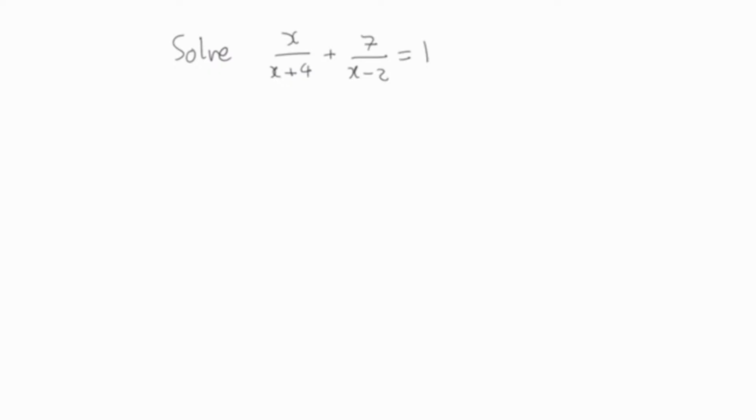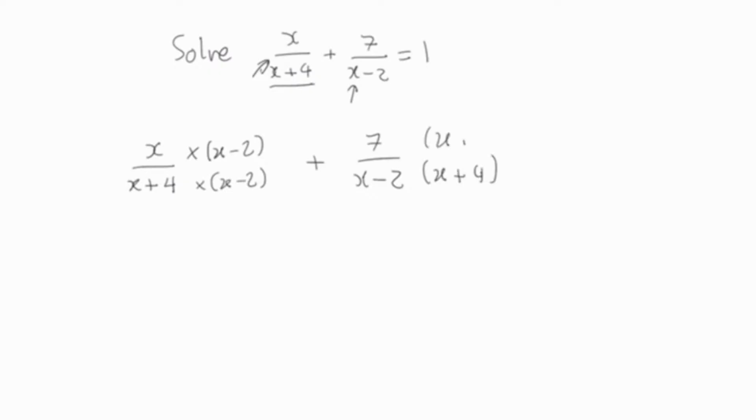So what we're going to do is try and make the bottom of the fractions the same. So what we do is we multiply this fraction by the bottom of that fraction. So we're going to have this thing here, and we're going to multiply the top and bottom by x minus 2. And then we do the same thing for the other fraction. So we have this, and we multiply the top and bottom by x plus 4. So we have this, so we're just multiplying that, and then we just expand this and simplify.